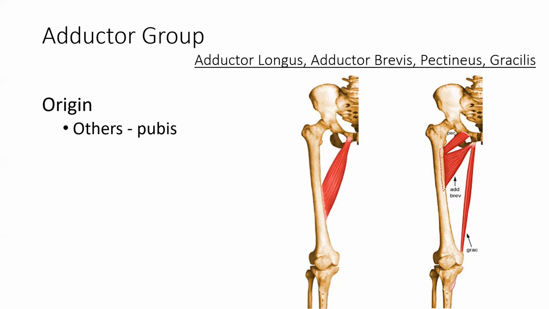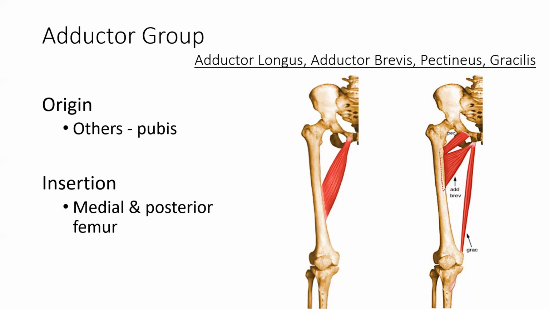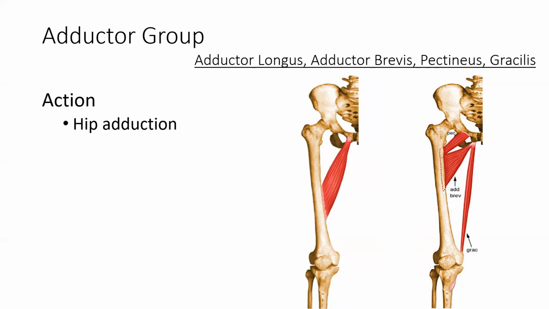So their origins are the pubis. So the pubic bone, we just need to know it's on the pubic bone. Adductor Magnus has its origin on the ischium, while the rest of the adductor group has its origin on the pubis. And the insertion is on the medial and posterior femur. That's all we really need to know for this class, is that they are medial and posterior on the femur, anterior on the pubis. So that anterior origin to posterior insertion will give us hip adduction.